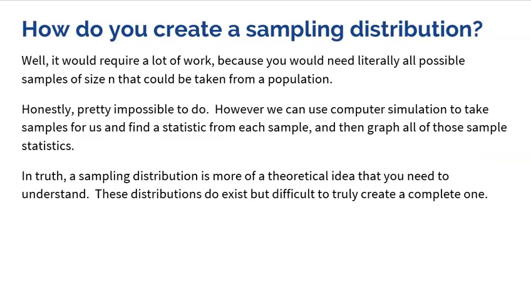All right, so how do you create a sampling distribution? Because if you've been listening to me, I'm telling you it's pretty much impossible. Well, it does require a lot of work because you would literally need to know all possible samples of size n taken from the population. And honestly, it's pretty impossible to do. But what we can do is use computers to simulate taking a lot of samples for us. Because computers can do things pretty quick. So we could have a computer simulate a sample, get a statistic, simulate a sample, get a statistic, and then make a graph for us pretty quick, right? But understand, in truth, a sampling distribution is more of a theoretical idea that you need to understand. These distributions do exist, but it's really difficult to truly create one.